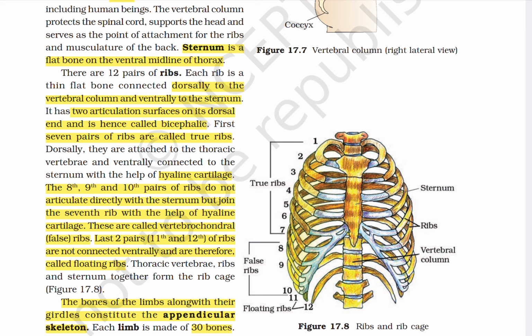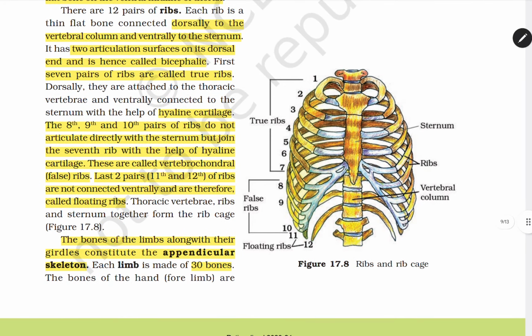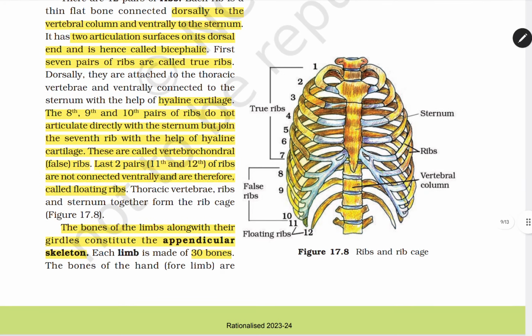Two articulation surfaces on the dorsal end, and hence it is called bicephalic, because there are two articulation surfaces on the dorsal side. First 7 pairs of ribs are called true ribs. 8th, 9th, 10th are false ribs or vertebrochondral ribs. Last 2 pairs are called floating ribs.